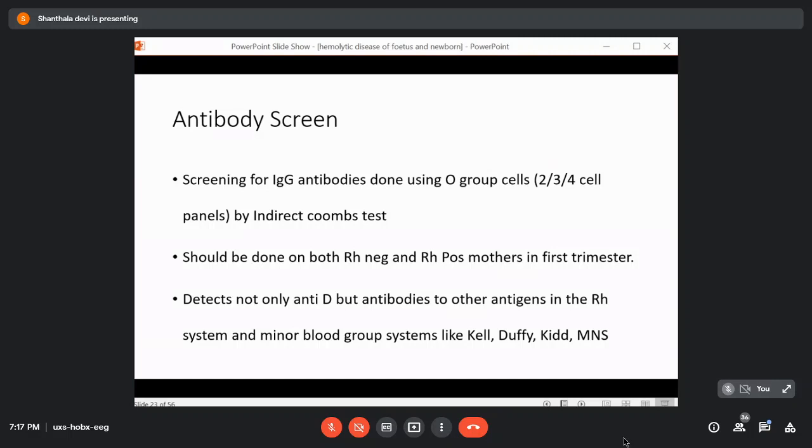Generally earlier only the Rh negative mothers used to be tested for ICT, but if we have to detect other antibodies to the minor blood group system, we need to check the Rh positive mothers also. The antibody screening should be done in the first trimester for both Rh negative and Rh positive mothers. This detects not only the anti-D but the antibodies to other antigens in the Rh system as well as the minor blood group systems like KEL, KID and MNS.